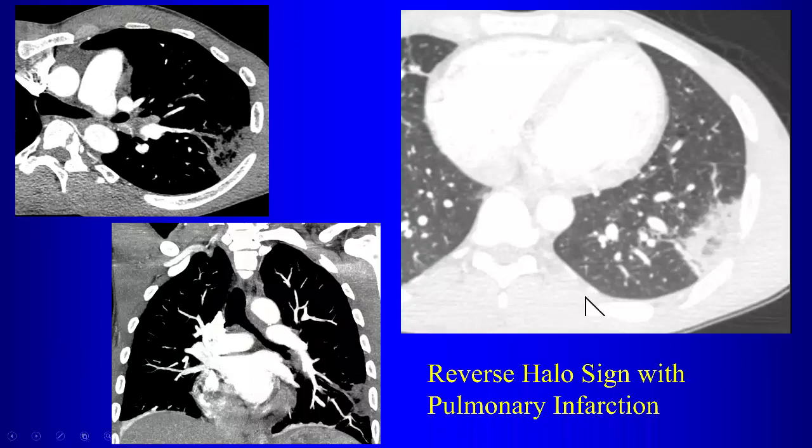Well, we have another example here of a reverse halo sign. So it's not a specific finding. There are numerous things that can give you a reverse halo sign. But reverse halo sign can also occur with infarct and pulmonary embolism. So what happens is we have this area of consolidation, but the central portion of it is more lucent relative to the periphery. That's called a reverse halo sign. And it is associated with infarct. Notice on your pulmonary phase scan here, you see the PE, but you also notice that the lung tissue is not enhancing. That's an infarct with a reverse halo sign, okay?